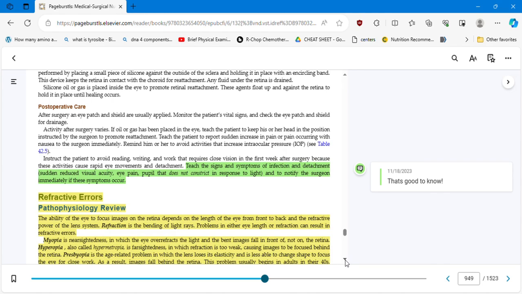It's good to know to identify the signs and symptoms of infection and detachment, like sudden reduced visual acuity, eye pain, pupil that does not constrict in response to light. Remember, when you put a lot of light in front of the pupil, it should constrict. If you remove that light, the pupil must be dilated, okay? And notify the surgeon immediately if these symptoms occur.